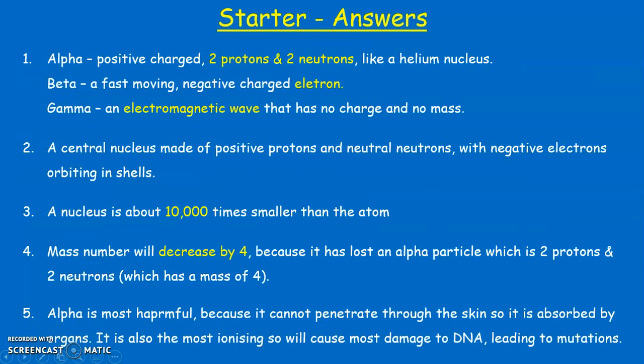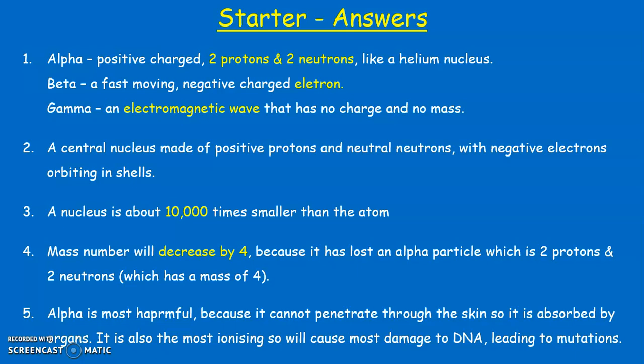Okay, so here are the answers you should have got. Describe the structure of an alpha particle, a beta particle, and a gamma wave. Well, alpha is positively charged, 2 protons and 2 neutrons, a bit like a helium nucleus. Beta, fast-moving, negative charged electron. My mistake, I've misspelt it there, but it should say electron. And gamma is an electromagnetic wave. It has no charge and no mass.